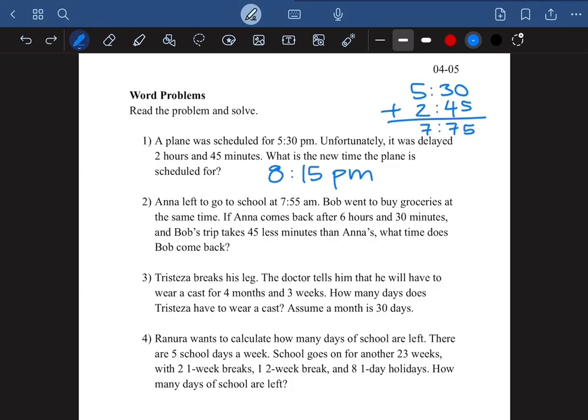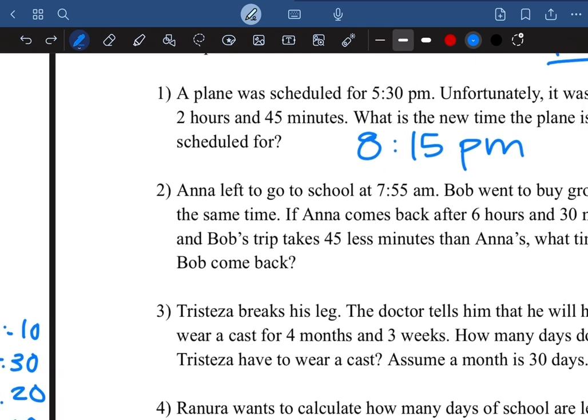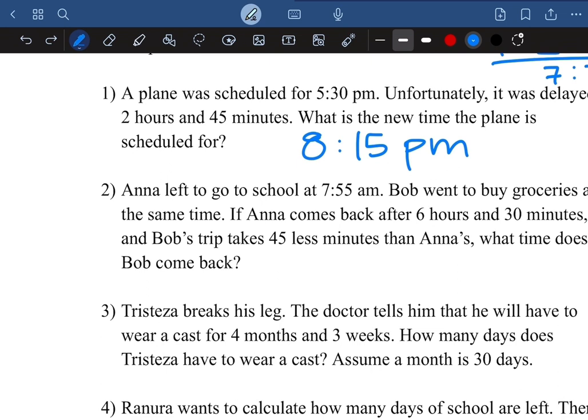Number 2. Anna left to go to school at 7:55 a.m. Bob went to buy groceries at the same time. If Anna comes back after 6 hours and 30 minutes, and Bob's trip takes 45 less minutes than Anna's, what time does Bob come back? So first, we should add 7:55 and 6 hours and 30 minutes.